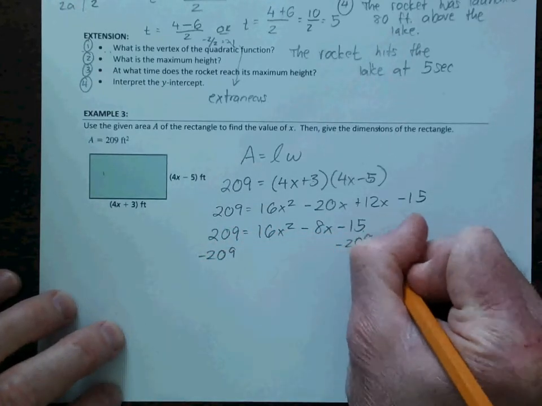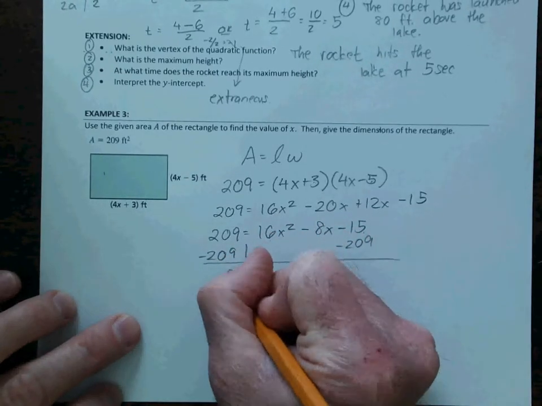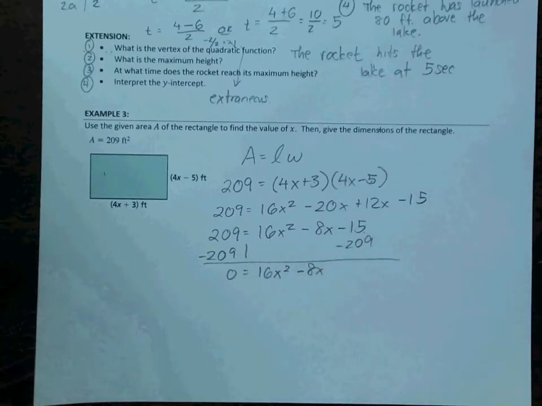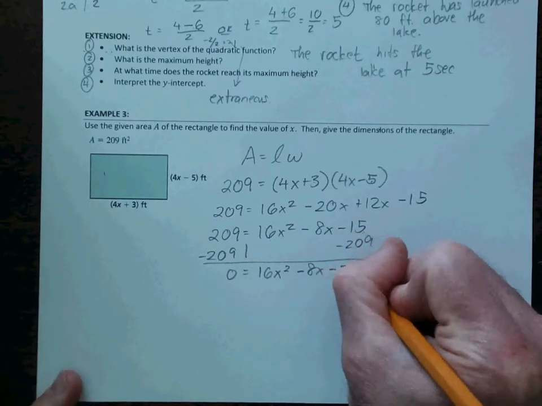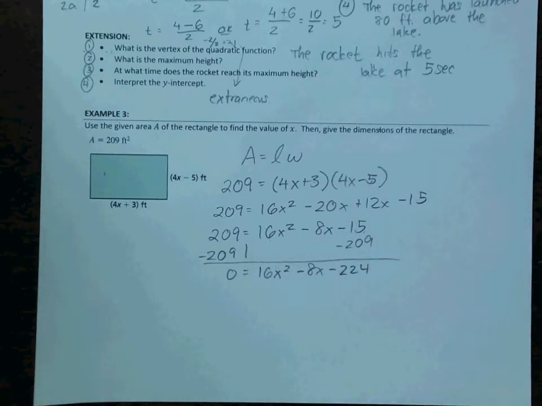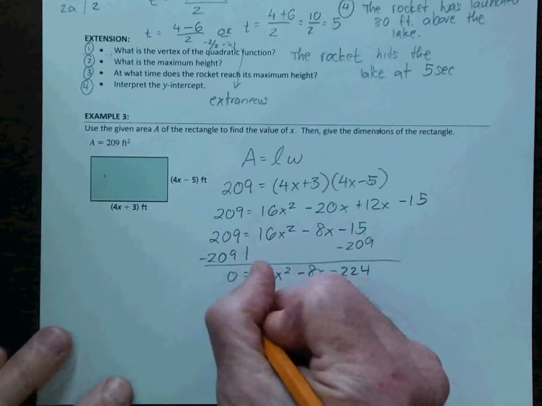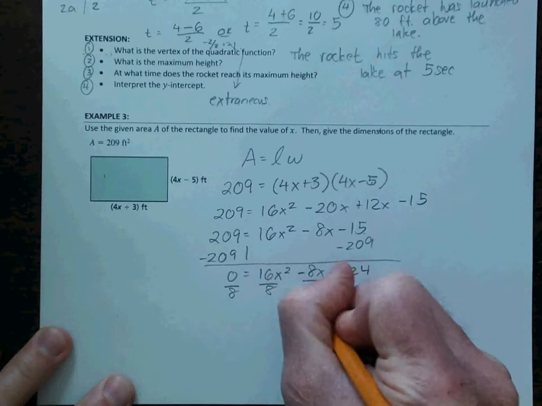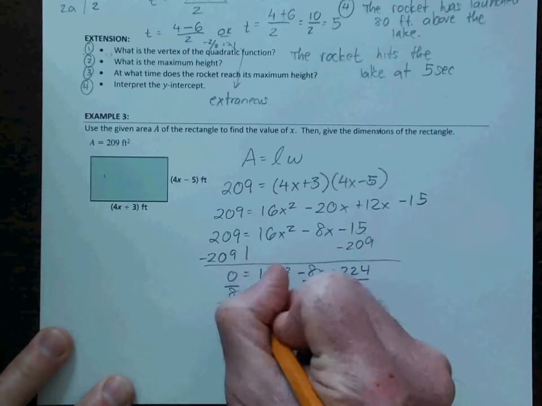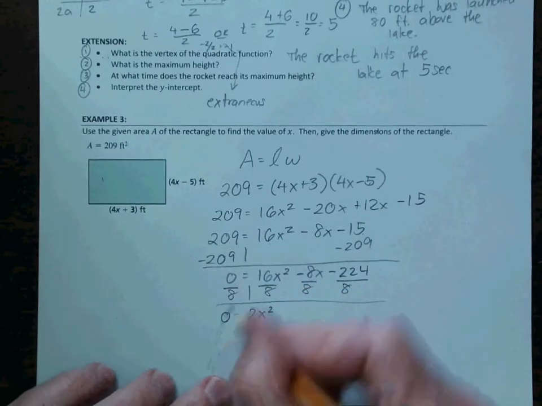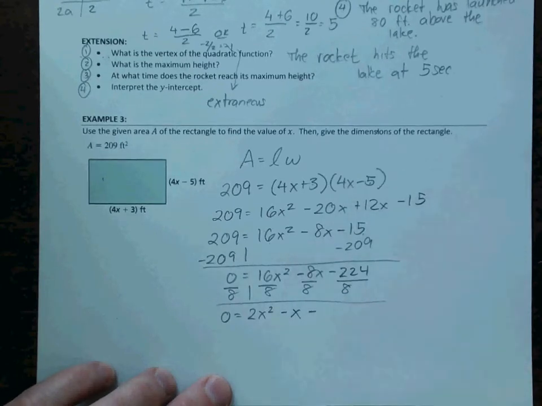I'm going to get 0 is equal to 16x squared minus 8x minus 224. Now I'm really quickly seeing that 8 goes into 16 and 8 goes into 8, but does 8 go into 224? I think it does. So in order to make these numbers a little easier to deal with, I'm going to divide everything by 8. I'm going to get 0 is equal to 2x squared minus x minus 28, since 224 divided by 8 is 28.